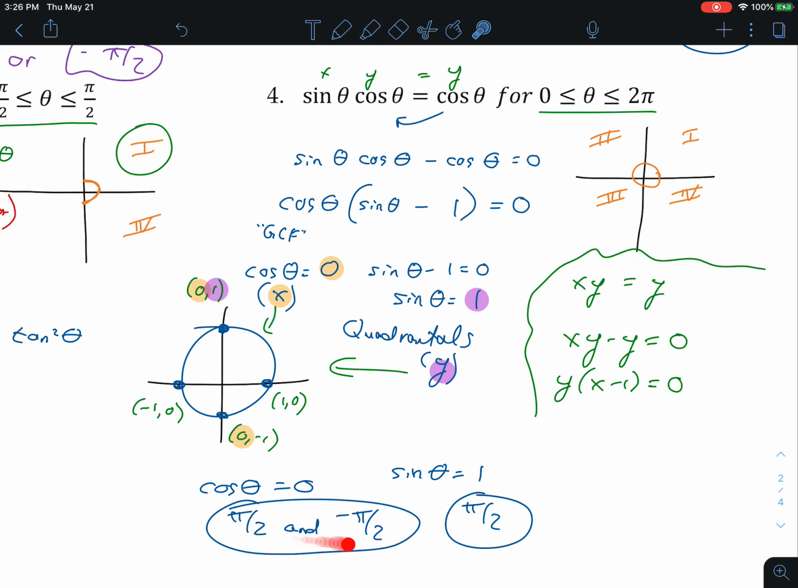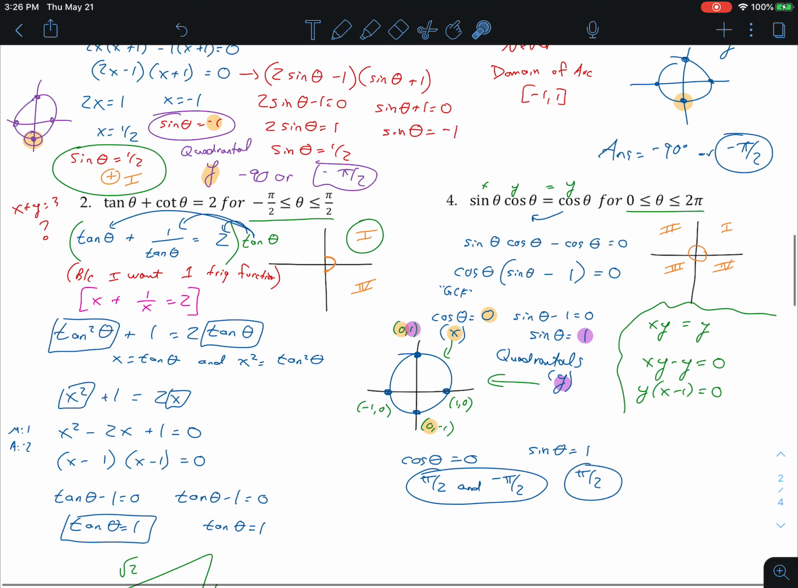And this was nice because it was just quadrantal, so we only really had 4 options. We drew our unit circle, no restrictions. We could use any part of it. And we knew that sine is my y values of the quadrantals, and cosine is my x values, which were 0.